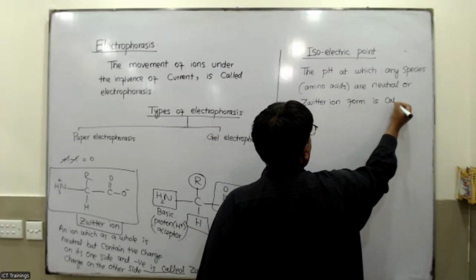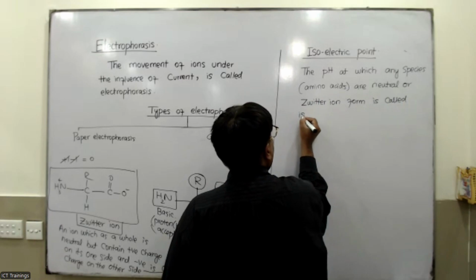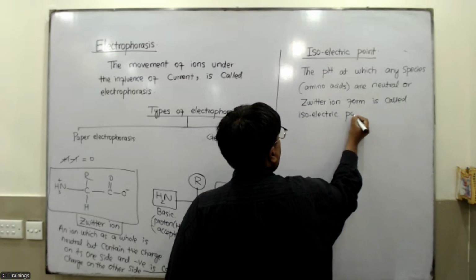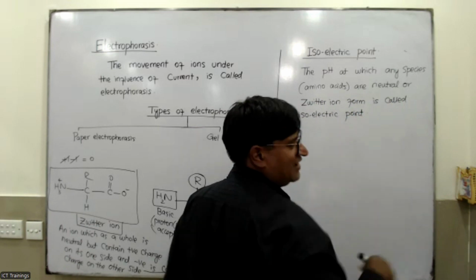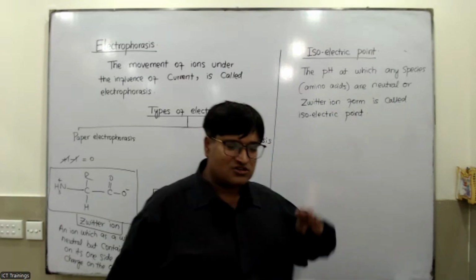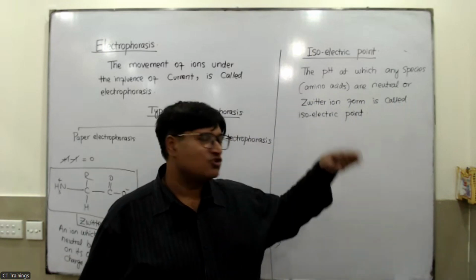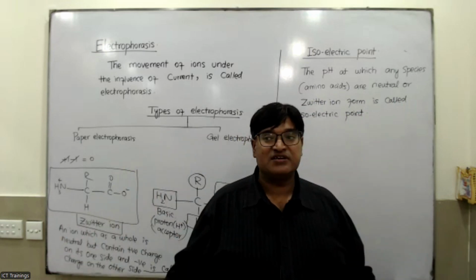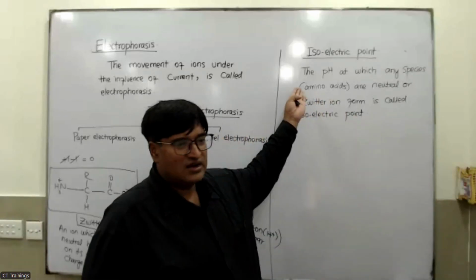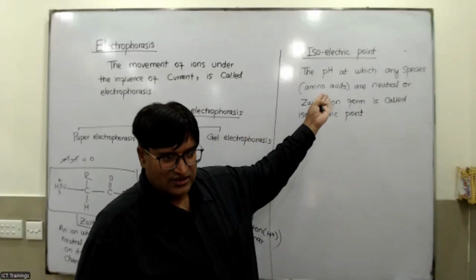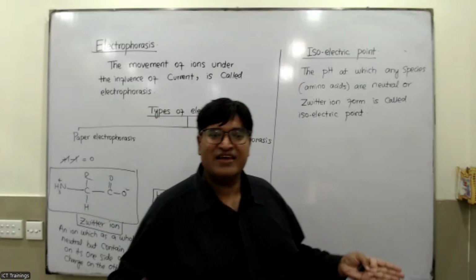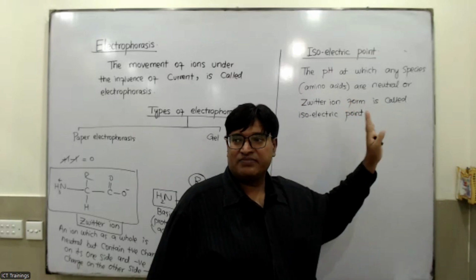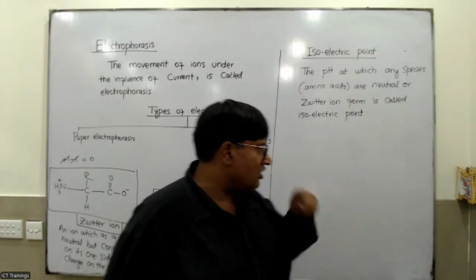Is called isoelectric point. So the isoelectric point is actually not 7. It could be 6, it could be 7, it could be 8, it could be 11. It depends on different species. It has a different value of the pH. Normally when the pH is 7, we say it's neutral, but for a Zwitter ion, it could be different. So we will discuss all about this one.